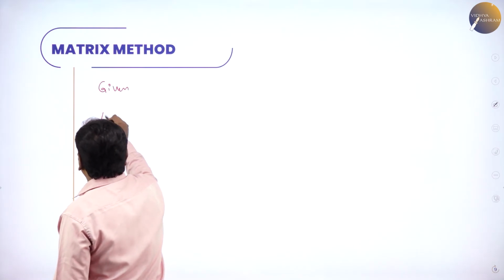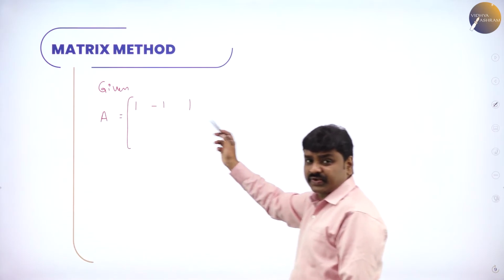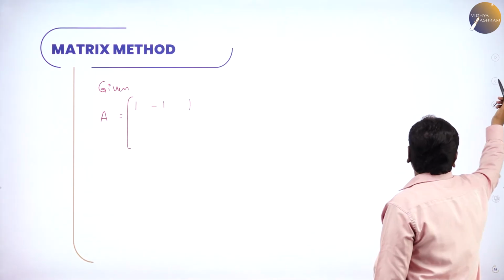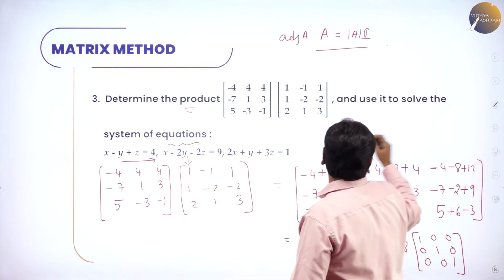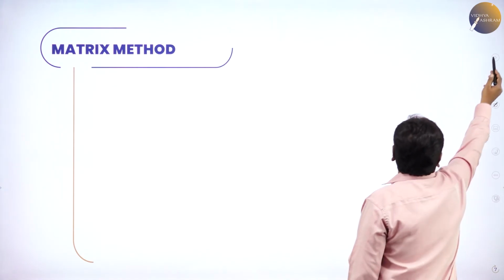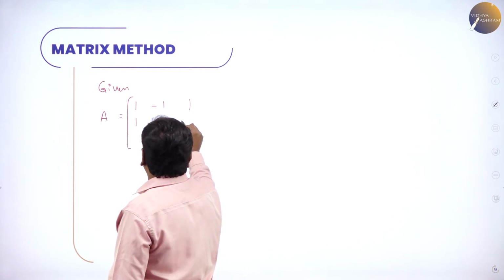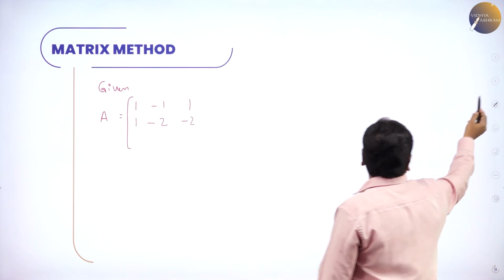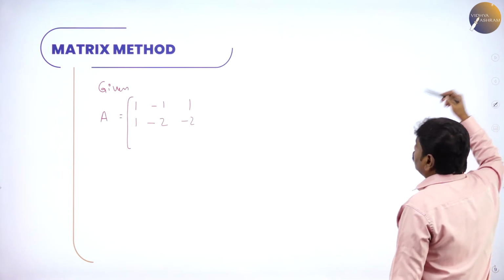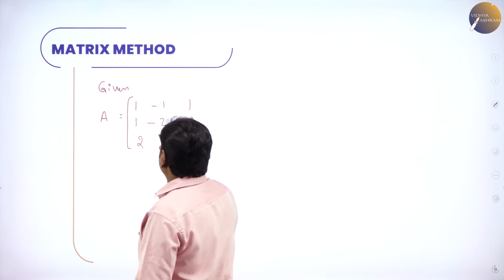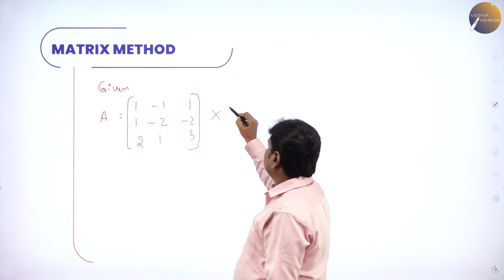What is the coefficient matrix? Capital A means the coefficients. 1, minus 1, 1: for the first equation, the x, y, z coefficients I wrote. Then for the second equation, 1, minus 2, minus 2. Then the third equation, 2, 1, 3. So this is A, the given coefficient matrix.